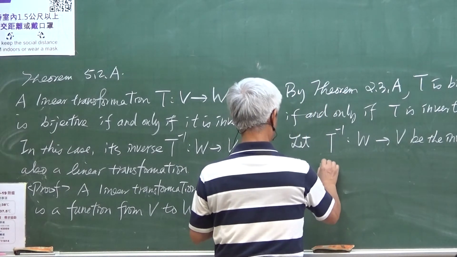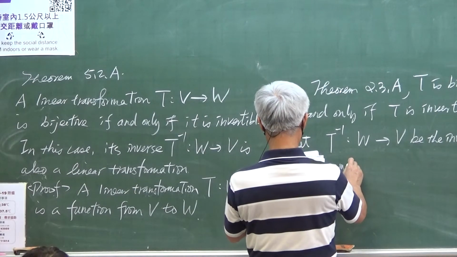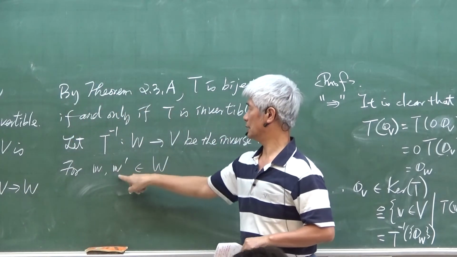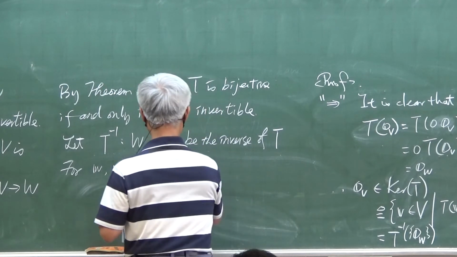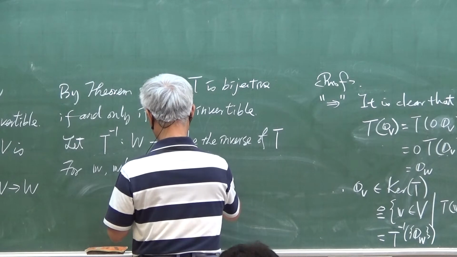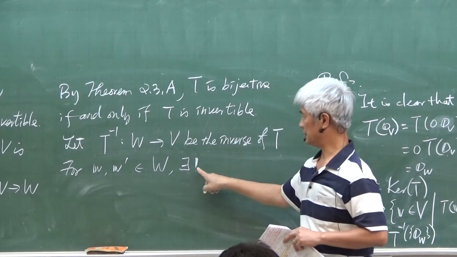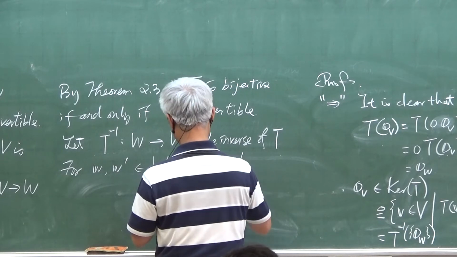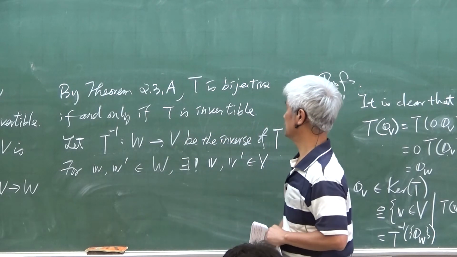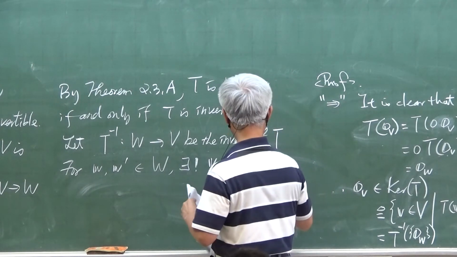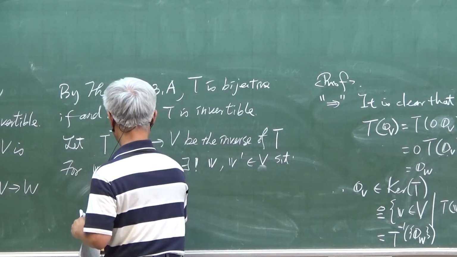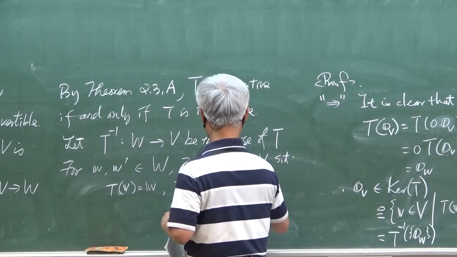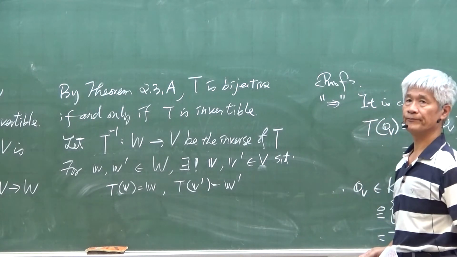Alright, so for W prime in the domain of T inverse, for two vectors, there exists a unique, right? There exists unique is the mention mark. V and V prime in V such that T V equals W and T V prime equals W prime. Okay, so we have that.